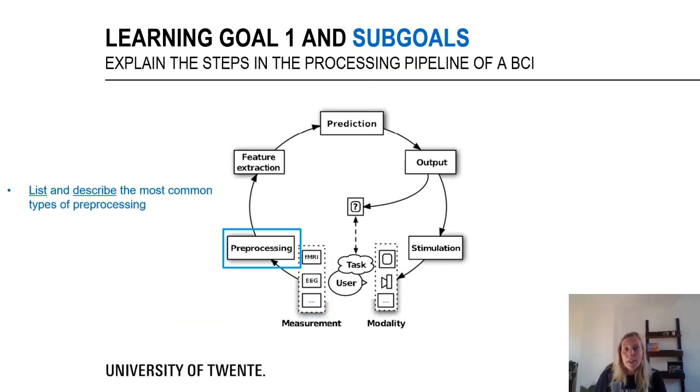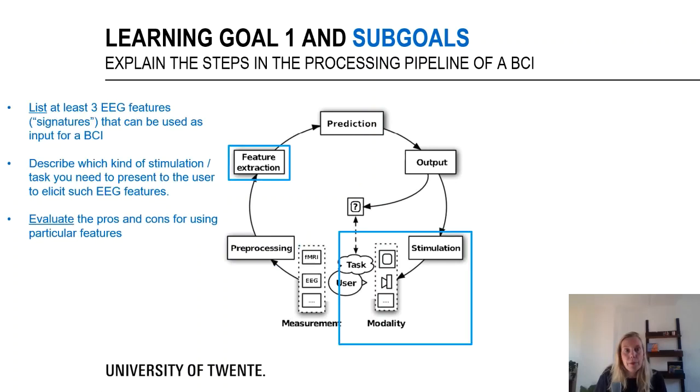Then a next goal is that I want you to be able to list and describe the most common types of pre-processing that you can do with the data that you collect with the measurement. For the feature extraction, I want you to list at least 3 EEG features, signatures that can be used as input for brain-computer interfaces. I want you to be able to describe which kind of stimulation tasks you need to elicit such EEG features in a user. And I'd like you to evaluate the pros and cons for using particular features.